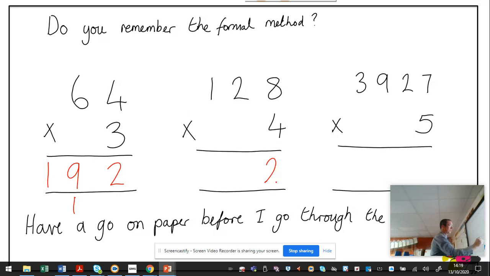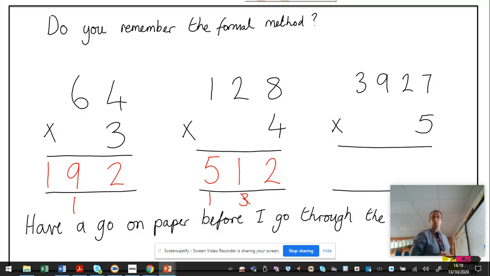So we put our 2 in the ones column. Our 3, which is 3 tens, goes under the tens column. 4 times 2 is 8, or 4 times 20 is 80. Add my 3 tens is 110. So 10 goes in there, and my 100 goes to my hundreds column. 4 times 100 is 400. Add my 100, 512.